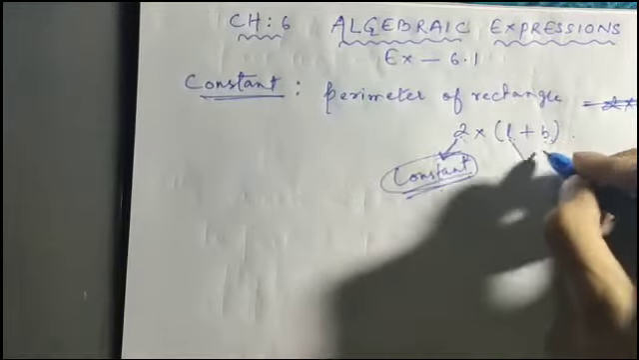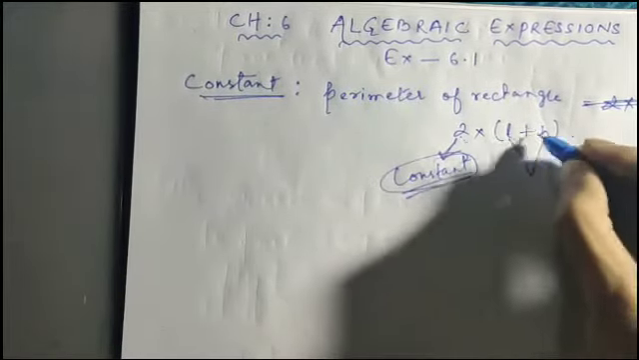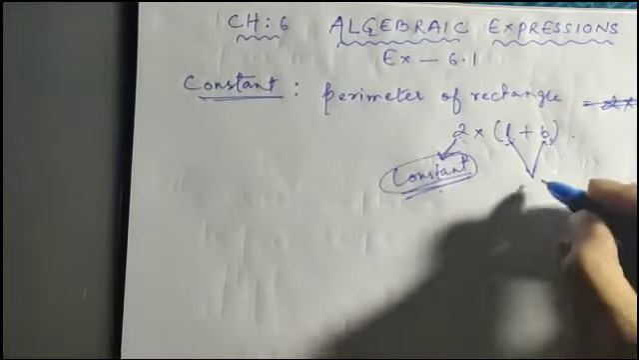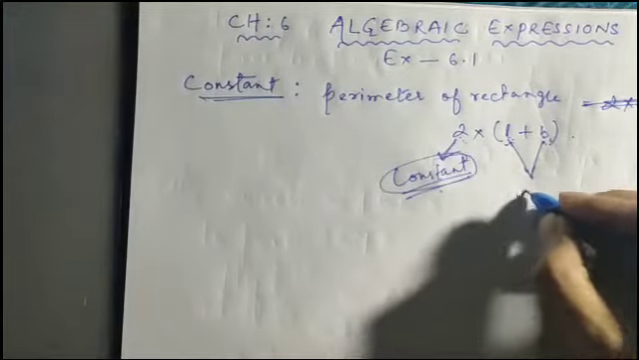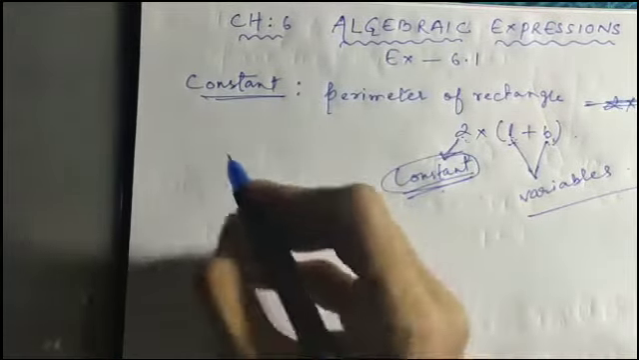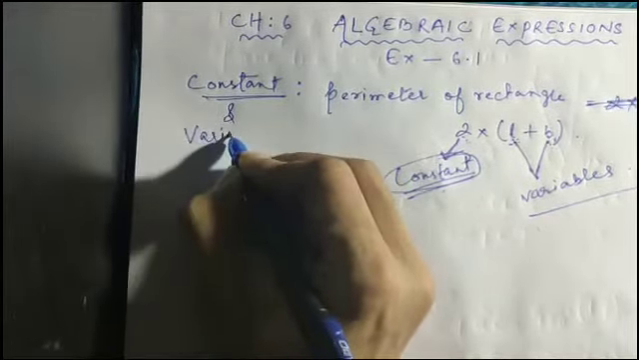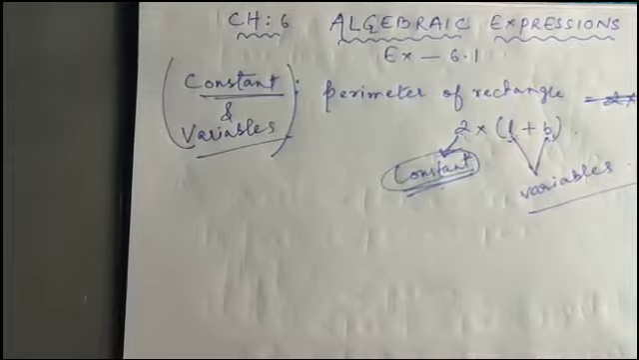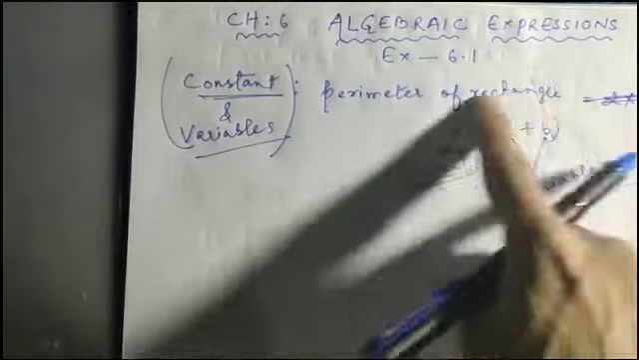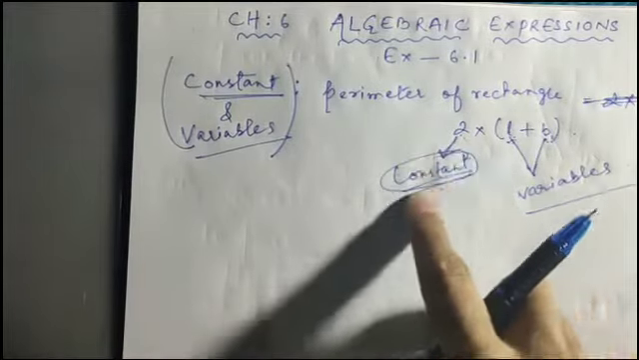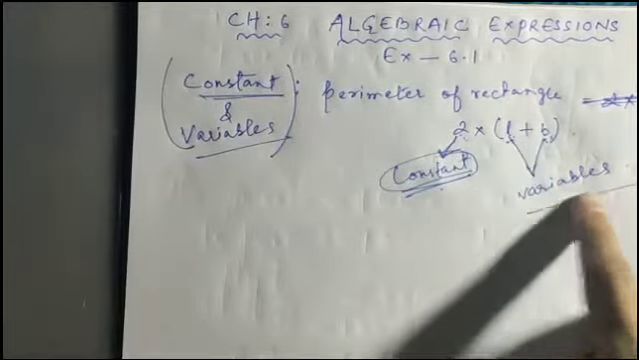So the symbols whose value changes according to the situation, those symbols are called variables. These two are the variables. Okay, this is called variable. This is the difference of constant and variables. Okay, so the definition I have already given you in the notes. Now this is the explanation part. So this was just an example. I have taken the example of the formula of perimeter of rectangle. In this formula we can see this 2 is a constant and length and breadth are the variables.